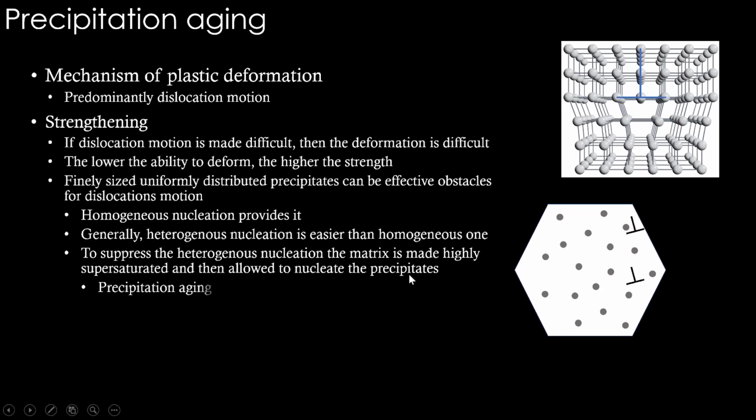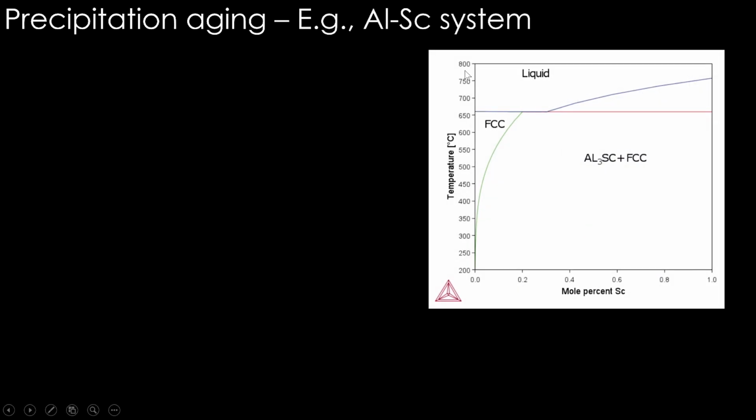So for that, we need to do this process called precipitation aging. Let's see how to do that. We can understand it using this aluminum scandium system. One important criterion for precipitation is this. You have a solvus line like this, then at high temperature, this solid is single phase, and if we take a composition like this and keep it at this temperature for a long time, it should have a nice single FCC phase.